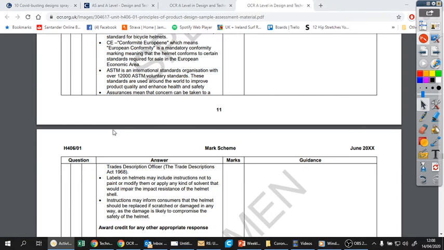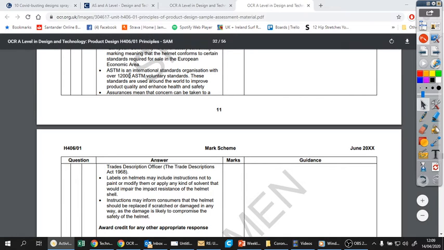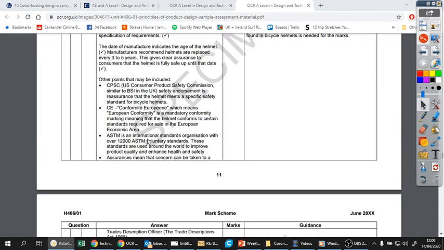Assurance means it contains trace. Okay. Labels on helmets may include instructions not to modify or paint or do anything. Instructions may inform consumers that the helmet should be replaced if scratched or damaged. So they're basically safety labels on them that are basically saying it must do this, this, this, and this. Okay. This one basically is an international standard, all right, of health and safety.